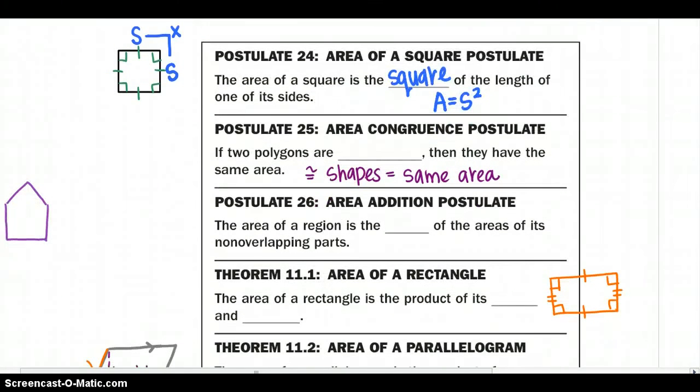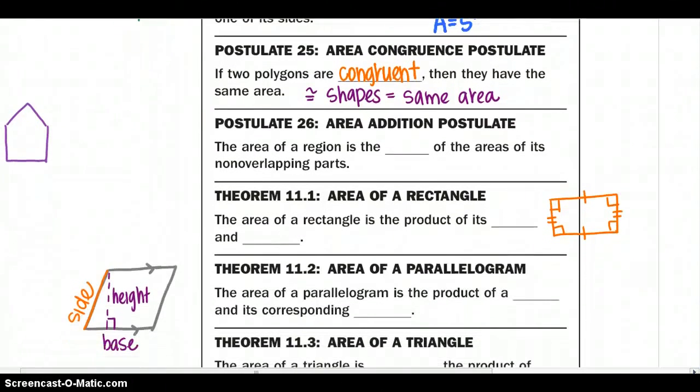The area congruence postulate says if two polygons are congruent, then they have the same area. So congruent shapes have congruent areas. Kind of like if I wanted to tile a floor, my tiles are going to have the same area, so I will know how many tiles I'll need to cover that floor.